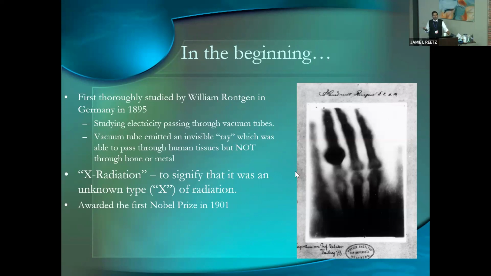He didn't know what to call it. So just like algebra in high school, he called it X radiation because X is unknown. He was able to create these pictures, and he took a picture of his wife's hand. This is the very first radiograph that was ever taken. And he was awarded the Nobel Prize.